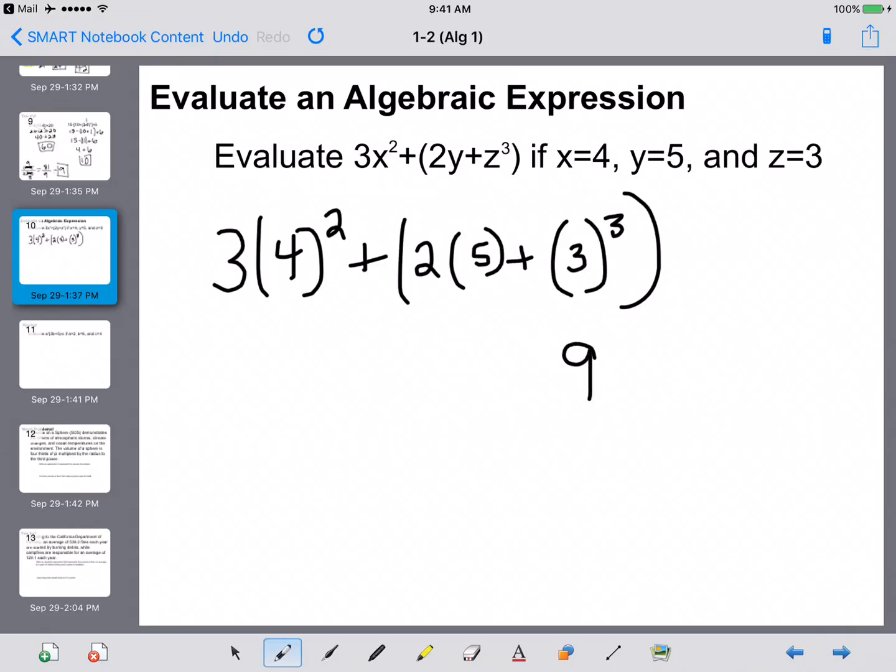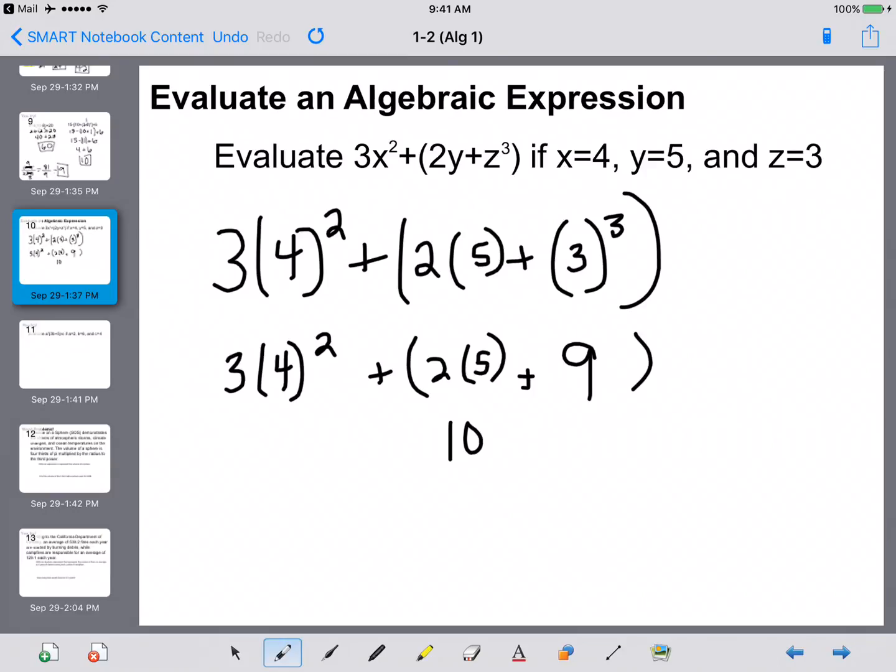3 squared is 9 plus 2 times 5, plus 3, 4 squared. Okay, still working on my parentheses here. 2 times 5 is 10, plus 9. I'm just going to write that as 19. I can skip ahead there. Plus 3 times 4 squared.